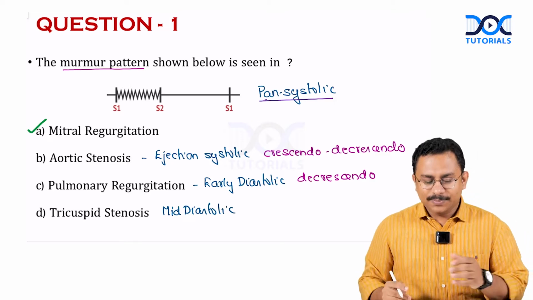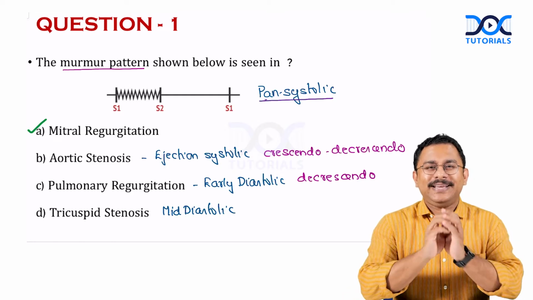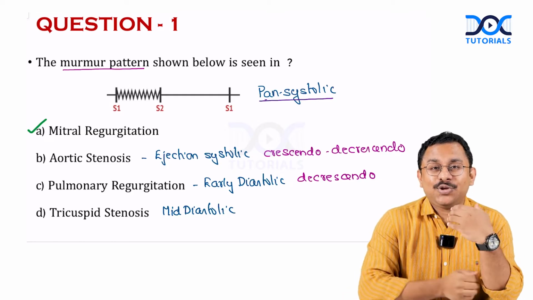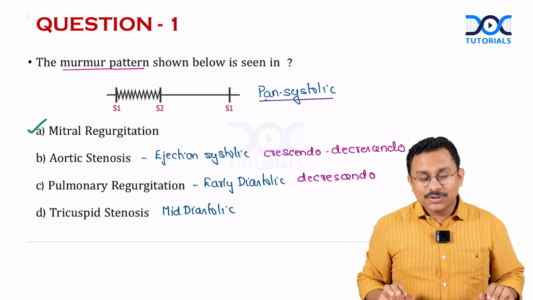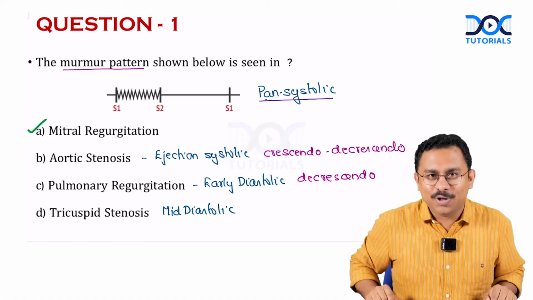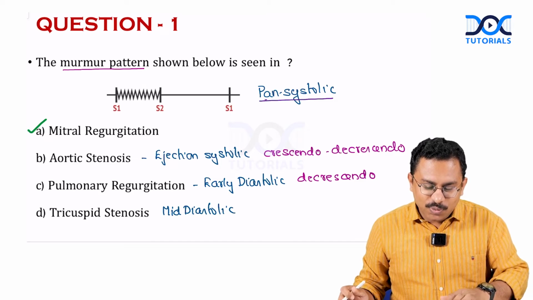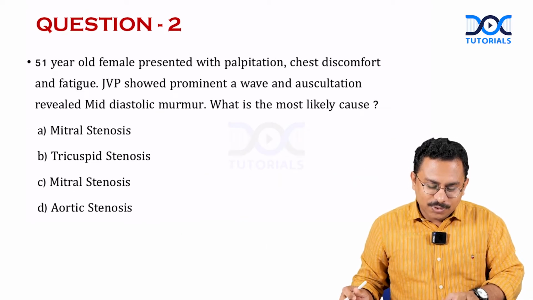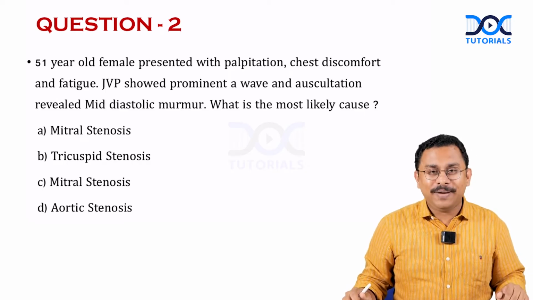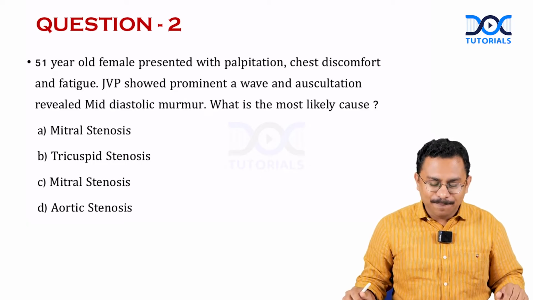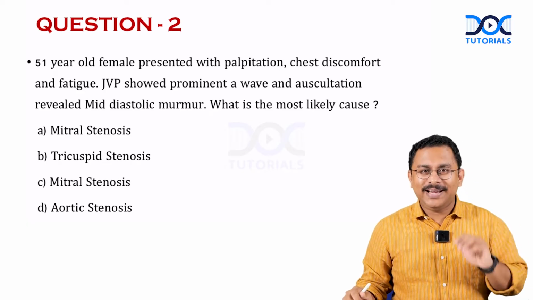Often you get questions based on murmurs for your Neet PG exam. In another exam, they might ask you about causes of ejection systolic murmur or a mid-diastolic murmur. So the table that I showed you, please be very thorough with that. That's it about question number 1. Moving on to question number 2. It's regarding a 51-year-old female presenting with palpitations, chest discomfort and fatigue. The JVP is showing a prominent A wave and auscultation revealed a mid-diastolic murmur.